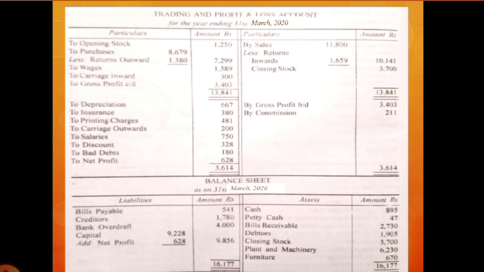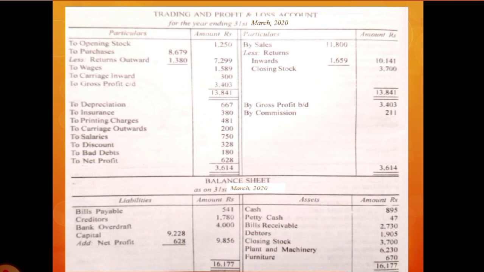Now the balance sheet is a statement. It has two sides, the liability side and the asset side. On top we write "Balance sheet as on" the last date of the year, 31st March 2020. So we see the liabilities side. On the liabilities side we show all the liabilities which we owe to outsiders. First is bills payable. We need to make the payment for these credit purchases: 541.